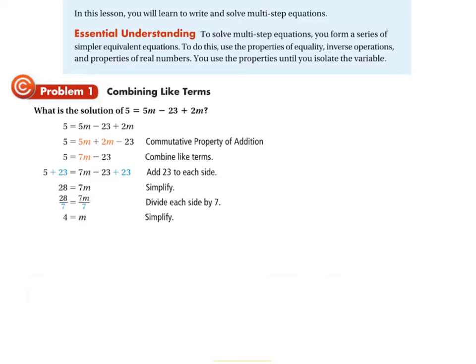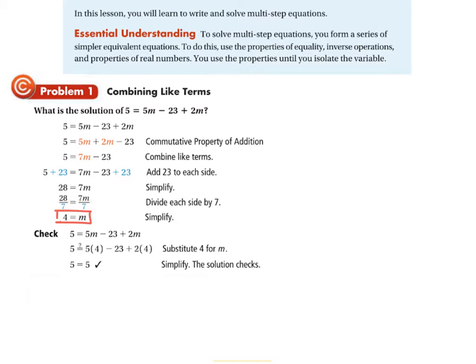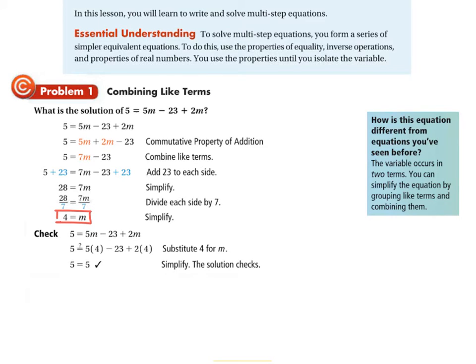Okay? And then what? Well, we believe we've got our answer, and actually we can go ahead and just box it, because we should always be doing that. And we should do a proof now. So what does the proof look like? Oh, and by the way, this just is a note over here that says, how is this different than equations you've done before? Now you're seeing the variable twice, and so you can group them.